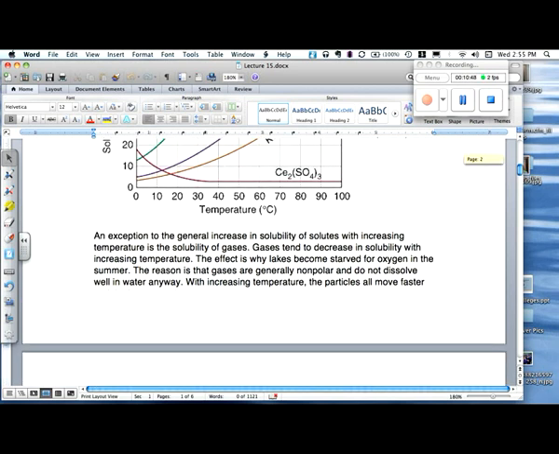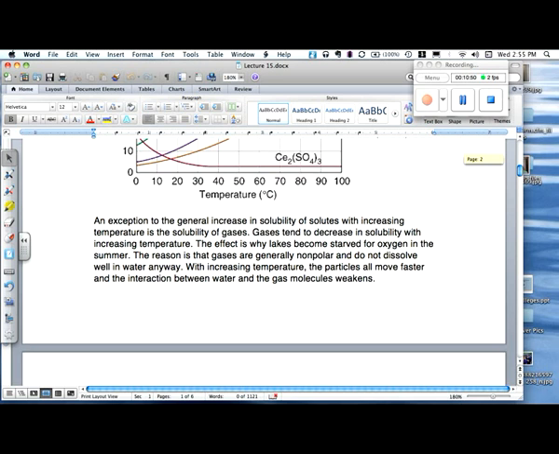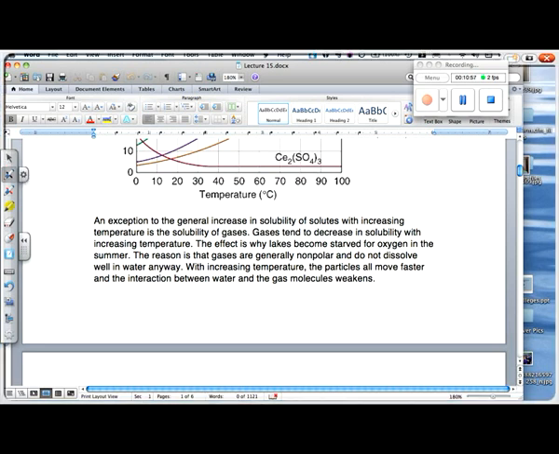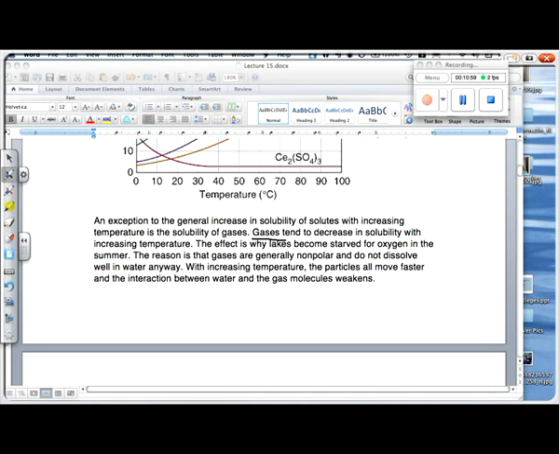An exception to this is gas solubility in water. Gases actually tend to decrease in solubility with increasing temperature. And this is why lakes become starved for oxygen in the summer. The reason for this is that gases are generally nonpolar and do not dissolve well in water anyway. So with increasing temperature, the particles all move faster, and the interaction between the water, which is the solvent, and the solute weakens, so less of it dissolves.